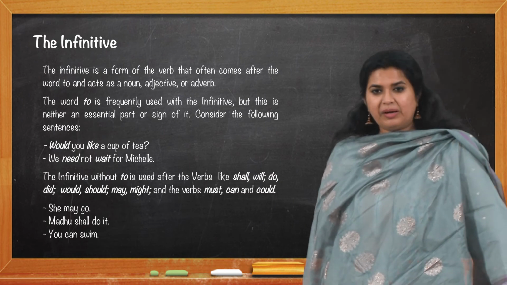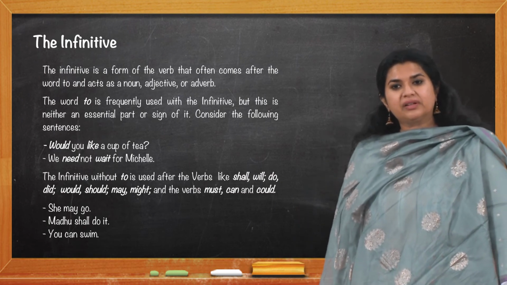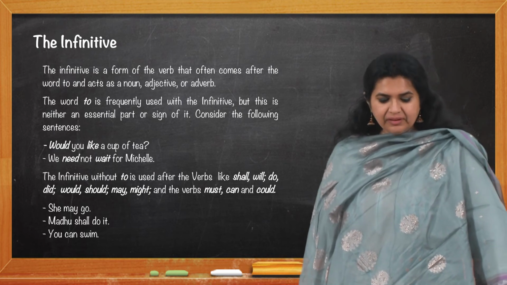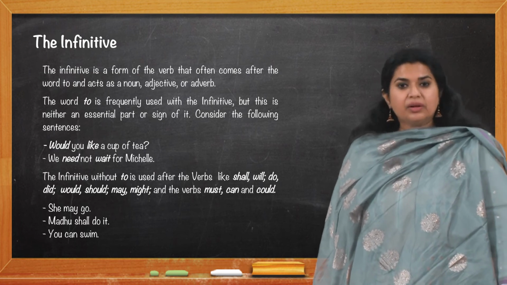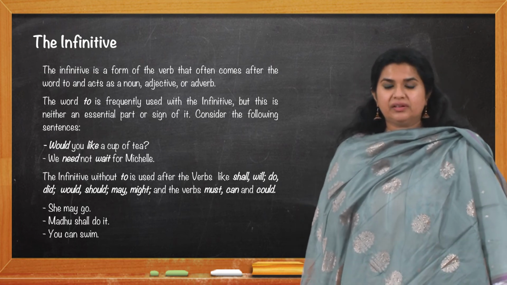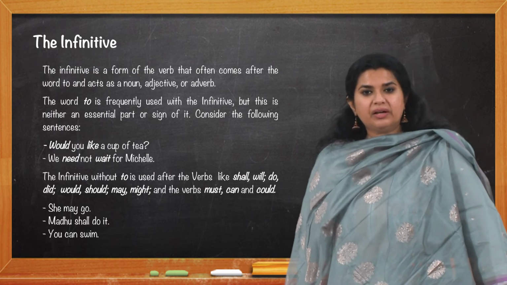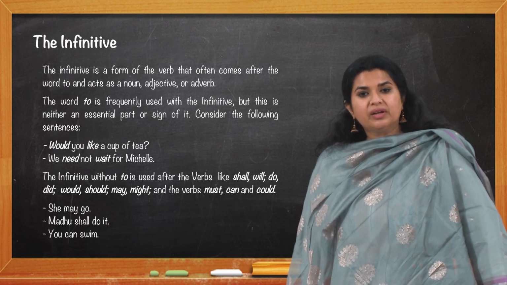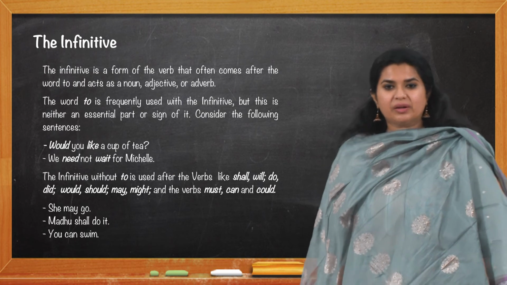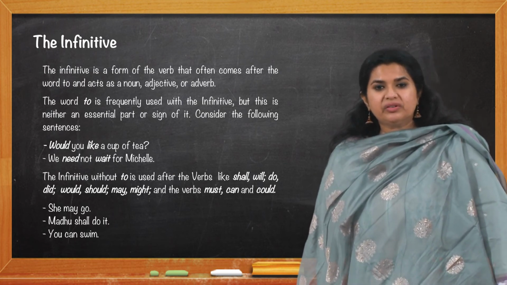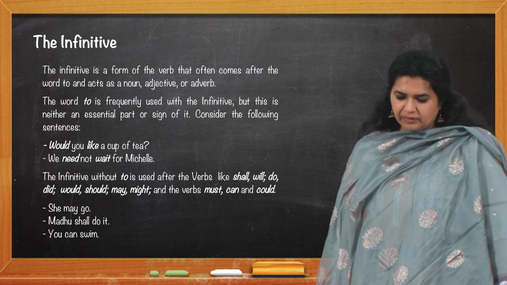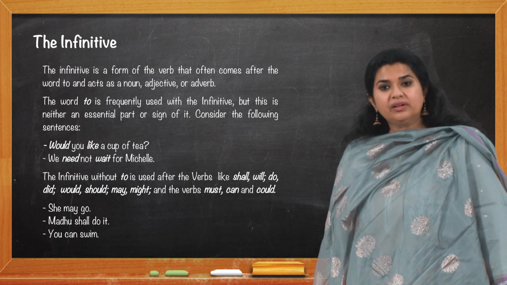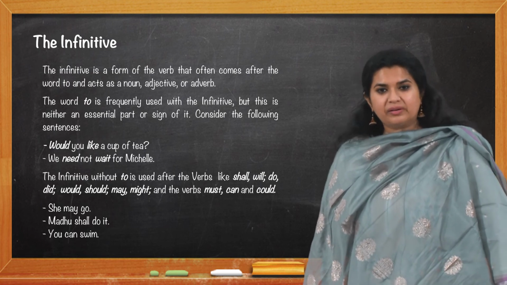The infinitive, remember, is a form of the verb that often comes after the word to, and acts as a noun, adjective or adverb. The word to is frequently used with the infinitive, but this is neither an essential part nor sign of it. For example, look at the following sentences. Would you like a cup of tea? Or would you like to have a cup of tea? We need not wait for Michelle. So, the word to is, remember, frequently used, but this is not an essential part or sign of it.